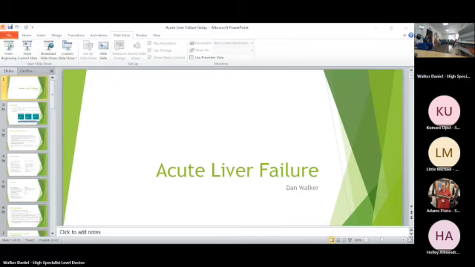Okay, but actually a lot of things can cause different degrees of time frame. So drugs can cause hyperacute to subacute.